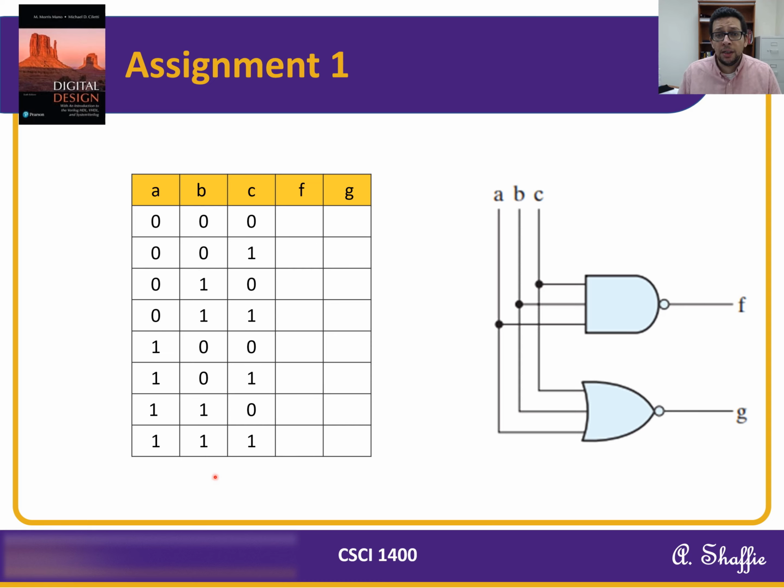Here we have only 3 inputs, so I have 2 to the power of 3 different combinations, which is 8 combinations, from 0 to 7 in decimal. And now we need to know the corresponding value of F and the corresponding value of G for all these inputs. Let's try this one first.